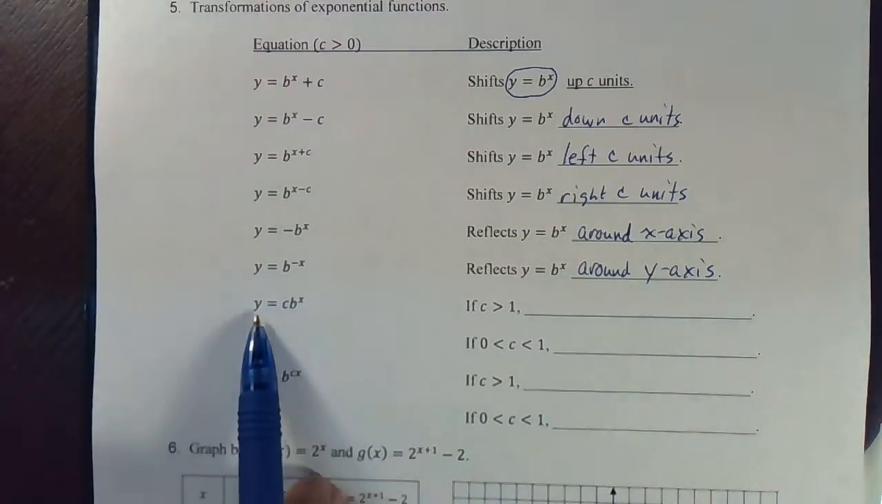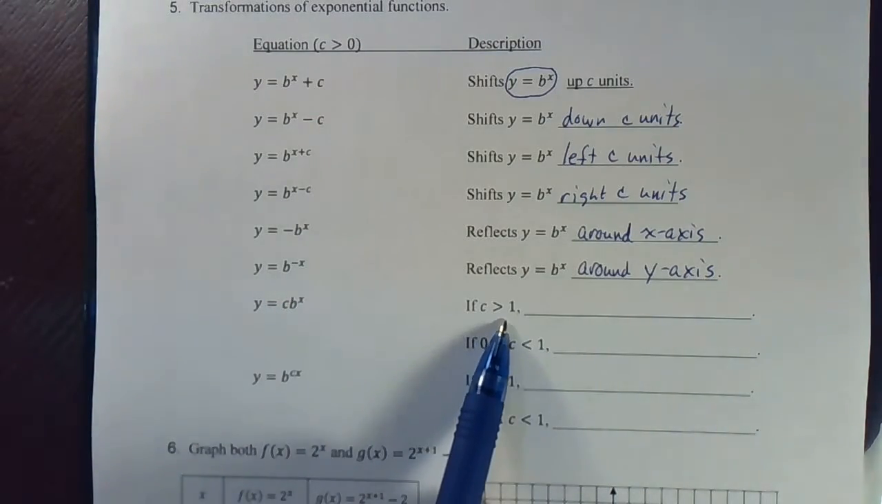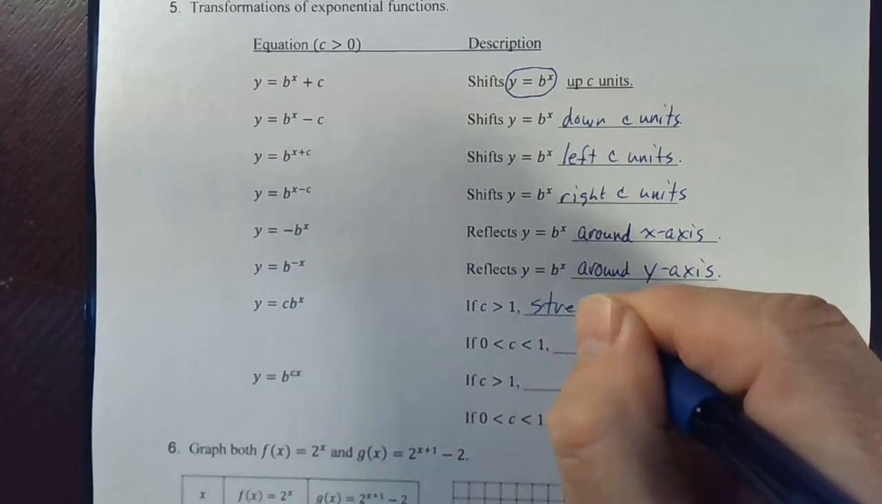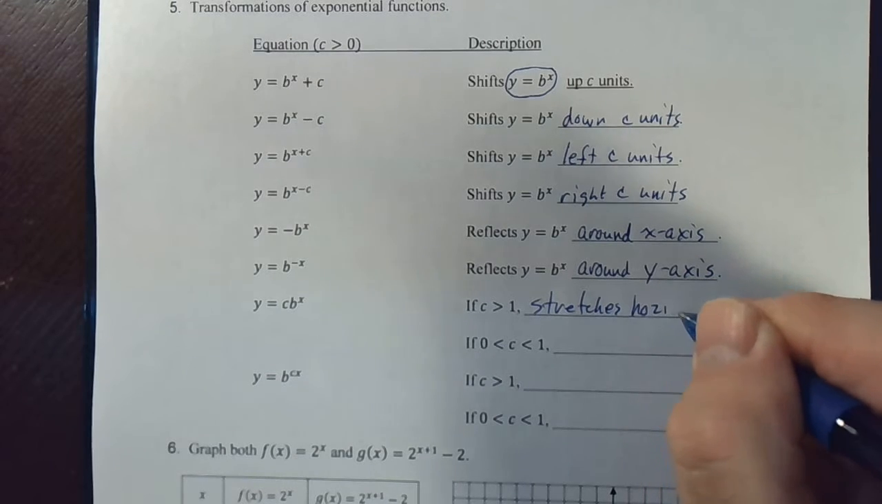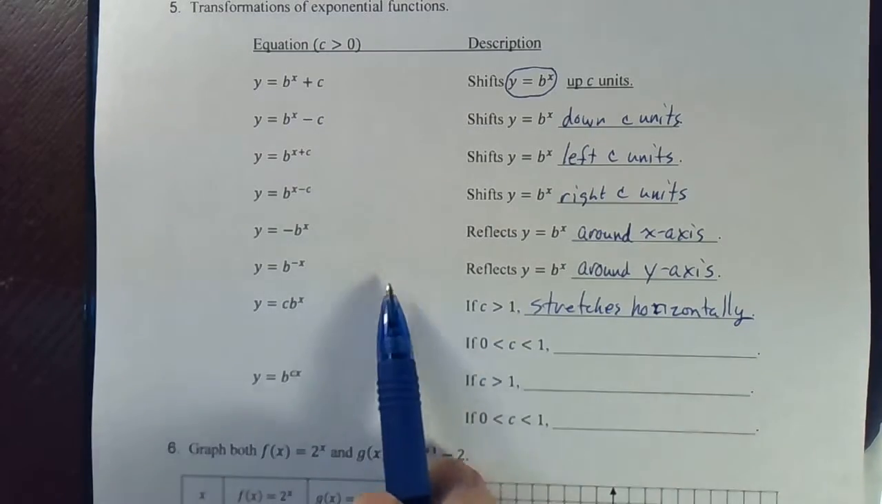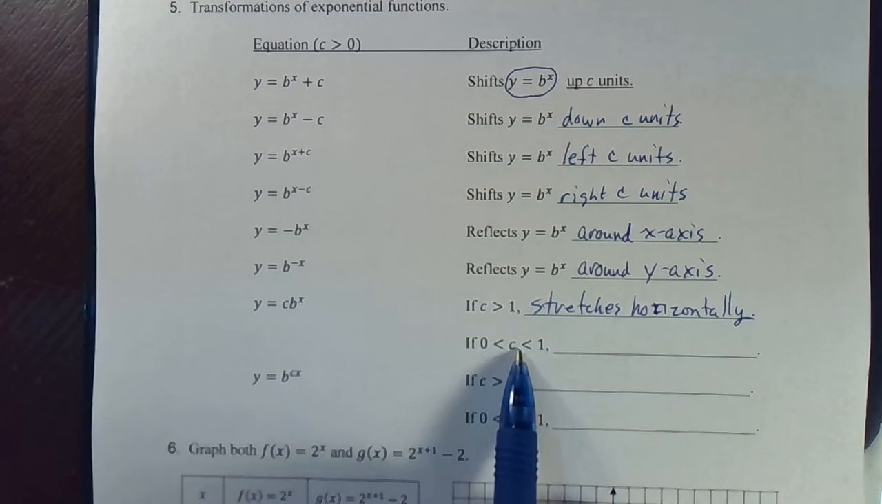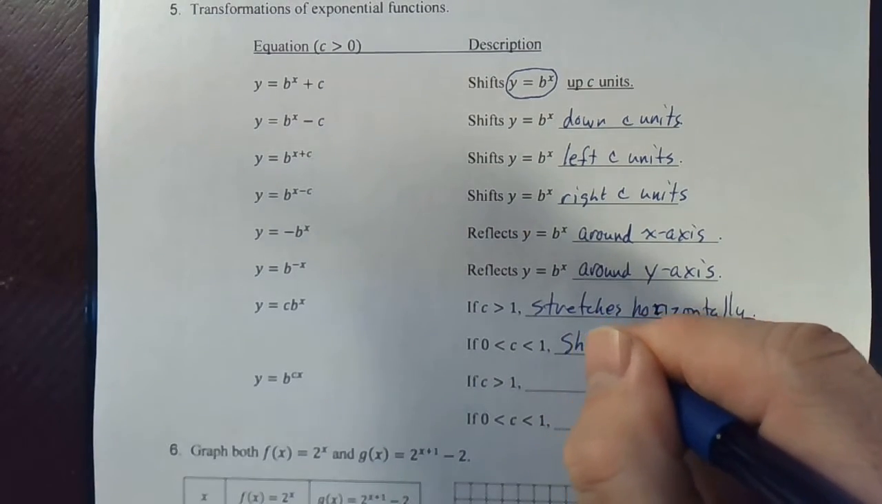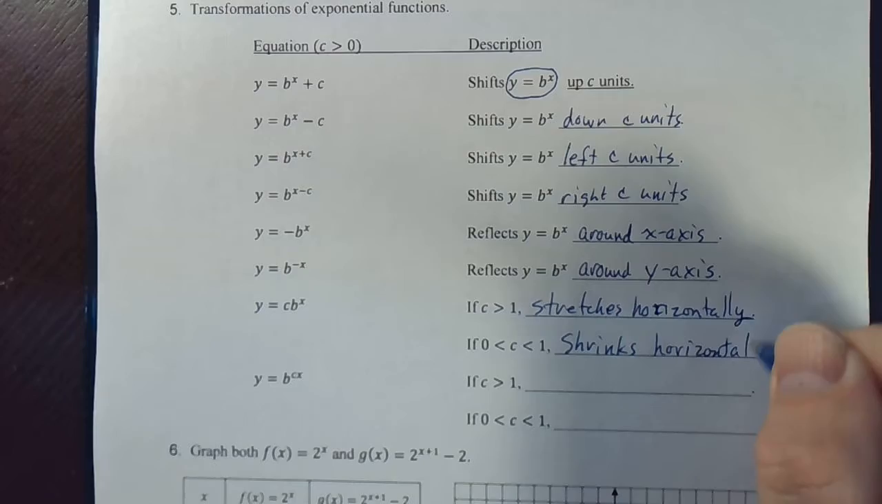All right, the last ones. If you take b to the x and you put the number c in front of it, it's going to multiply the value, the height of the function, by c. So if c is bigger than 1, it stretches it. Stretches. And you can write in by a factor of c if you want to write that in. I'm running out of room. And if c is a fraction, a small number between 0 and 1, it shrinks it. So it makes it kind of shorter.